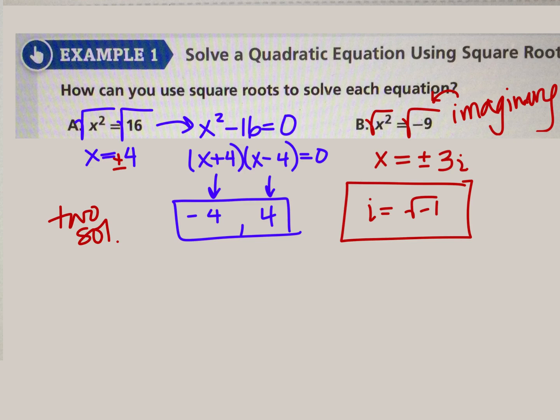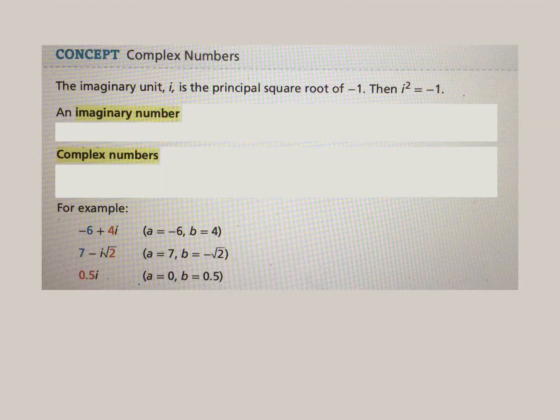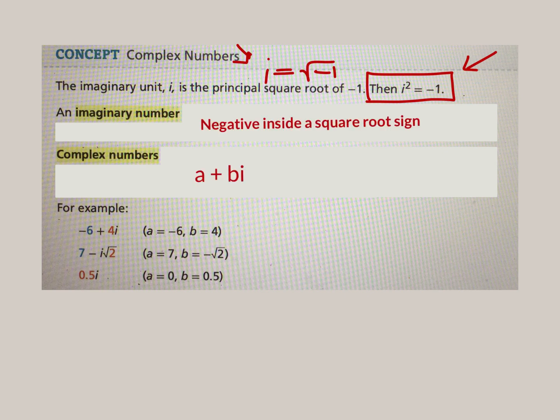So let's look more at that. If i equals the square root of negative 1, then i squared would equal negative 1 itself. Think about if you squared both sides of that. It is important that you have both of these definitions down. So imaginary numbers come when we have negatives on the inside of the square root sign, and complex numbers are written in the form a plus bi, where a is the real part and bi is the imaginary part.